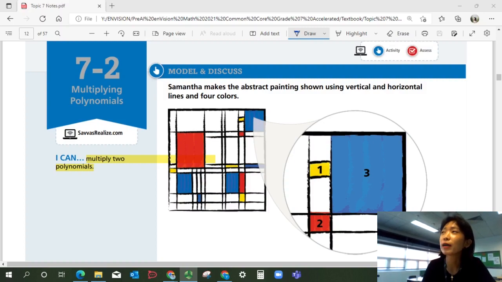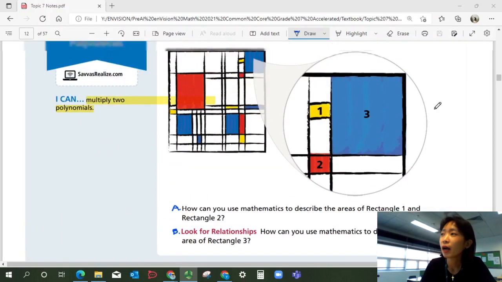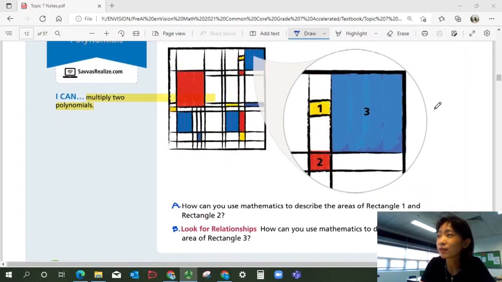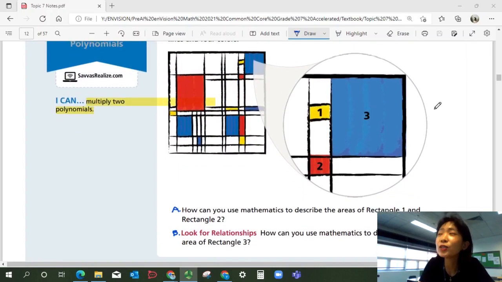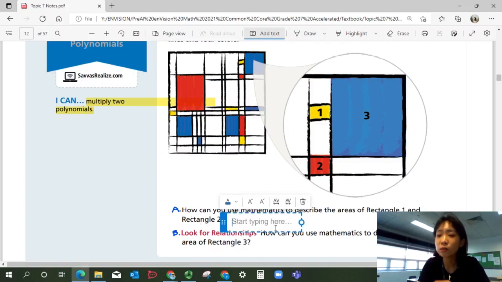Let's start with model and discuss. Samantha makes the abstract painting shown using vertical and horizontal lines and 4 colors. Interesting. How can you use mathematics to describe the areas of rectangle 1 and rectangle 2 using expressions? What do you need in order to figure out the area? You need to know the length and the width. Right? And then what do you do with them? You multiply them. So what are you going to do? Find the length and width of the rectangle and multiply.